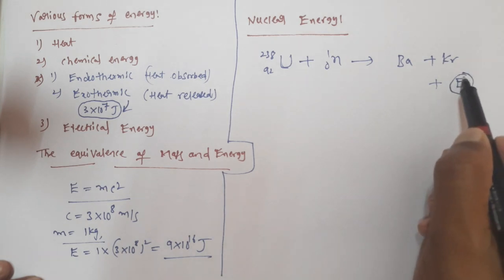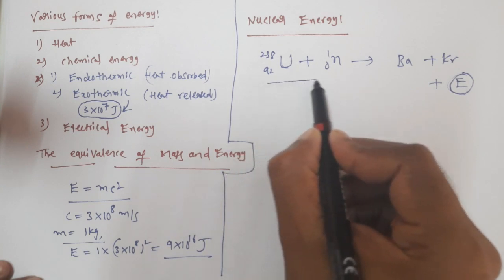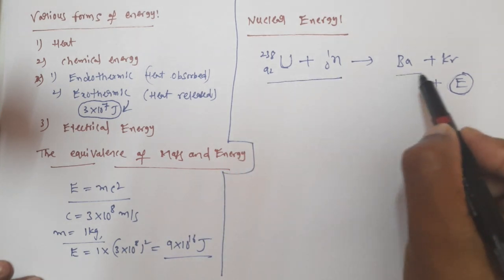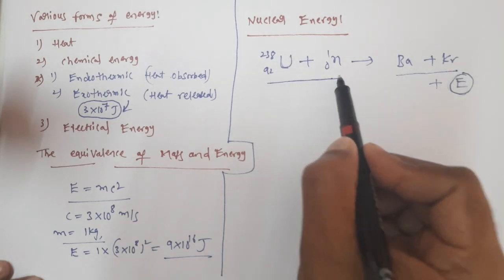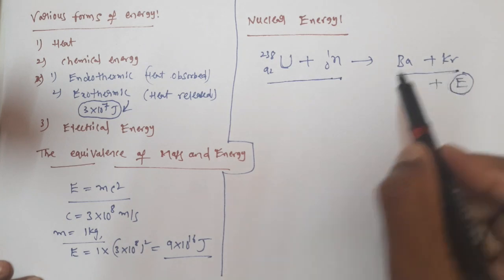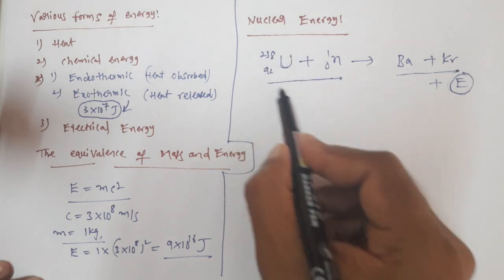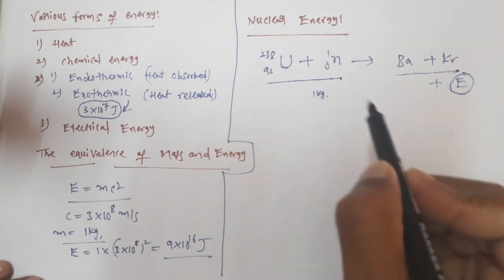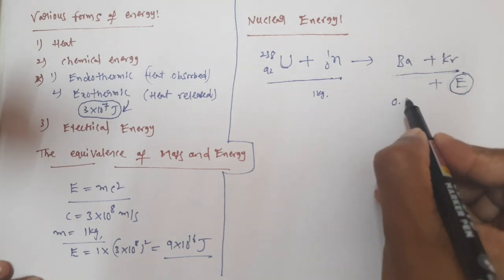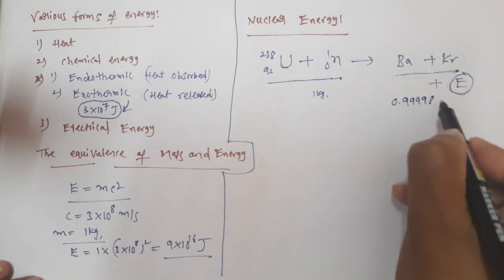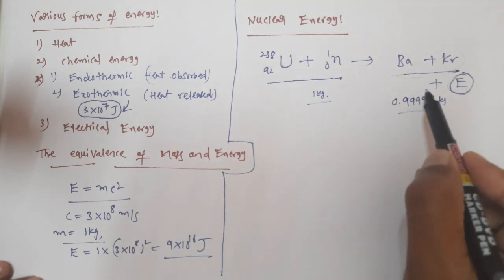The reason we get energy here is that the mass of the reactants and the mass of the products are not the same. When we see, the mass of the reactants is greater than the mass of the products, that means a certain amount of mass is lost, right? Just as an example, suppose the mass of the reactants is 1 kg, and the mass of the products which we get is 0.999998 kg, like this. That means a little difference is there, right? So whatever mass is lost, that mass is converted to energy.